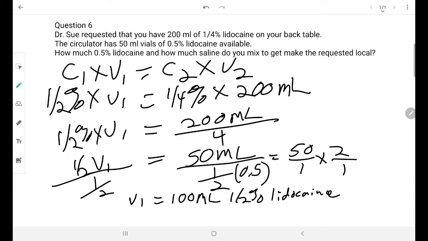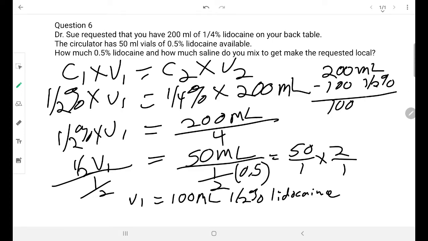Now remember that we're looking for 200 total, so I'm going to go up here to the corner for the moment. We've got 200 milliliters that we need, minus the 100 of 0.5%. That means that we need 100 of saline. All right, so to make our 200 milliliters 0.25%, we're going to do 100 of 0.5% and 100 of saline.